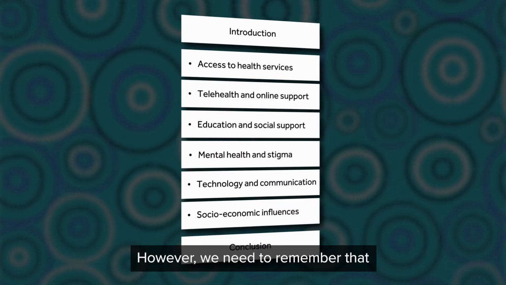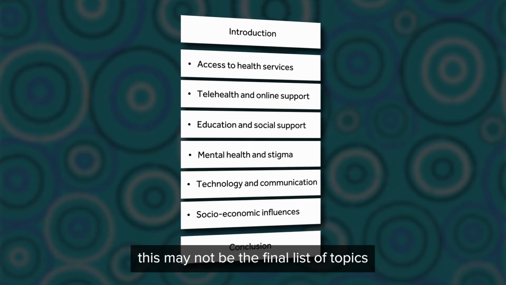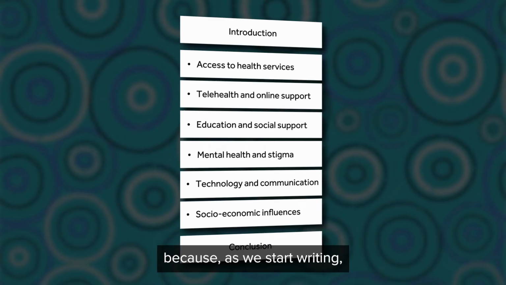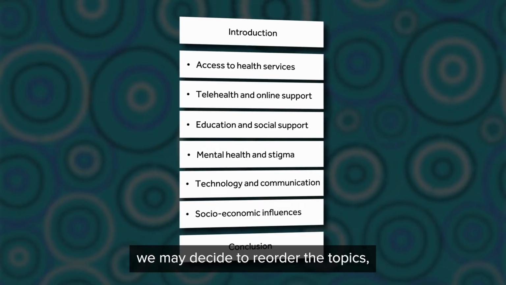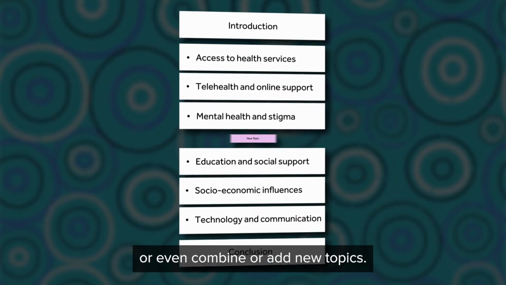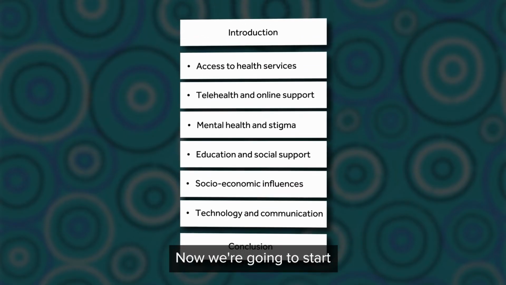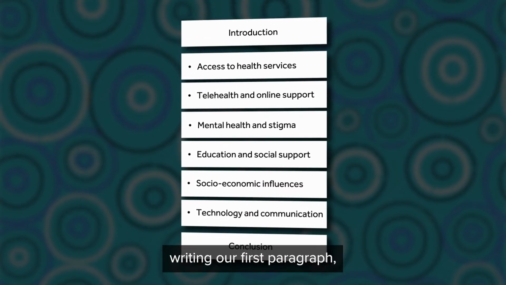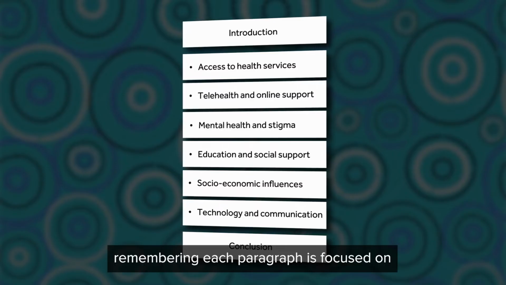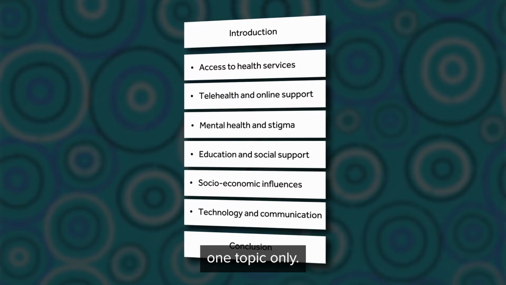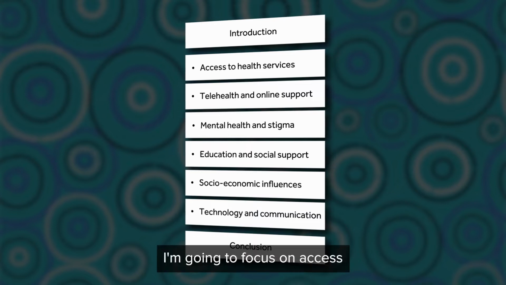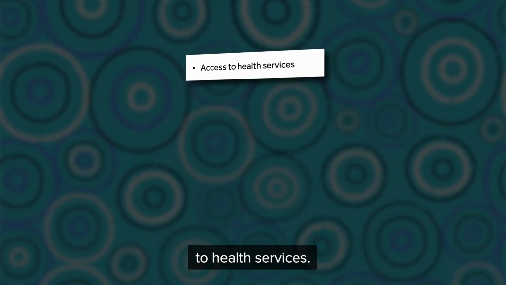However, we need to remember that this may not be the final list of topics because, as we start writing, we may decide to reorder the topic or even combine or add new topics. So always keep an open mind. Now we're going to start writing our first paragraph, remembering each paragraph is focused on one topic only. In this case, I'm going to focus on access to health services.